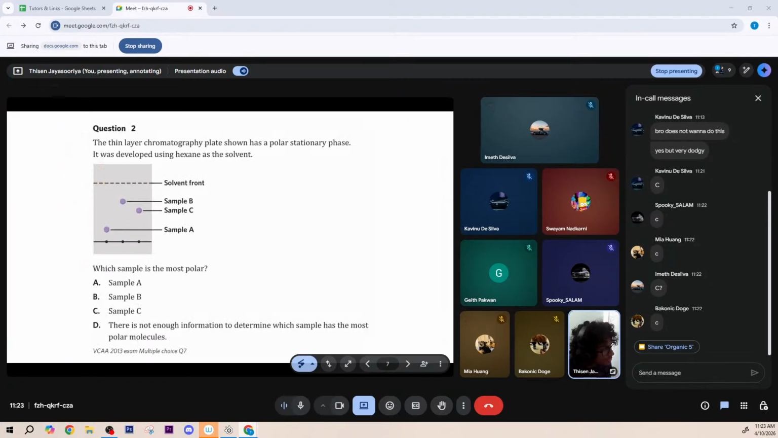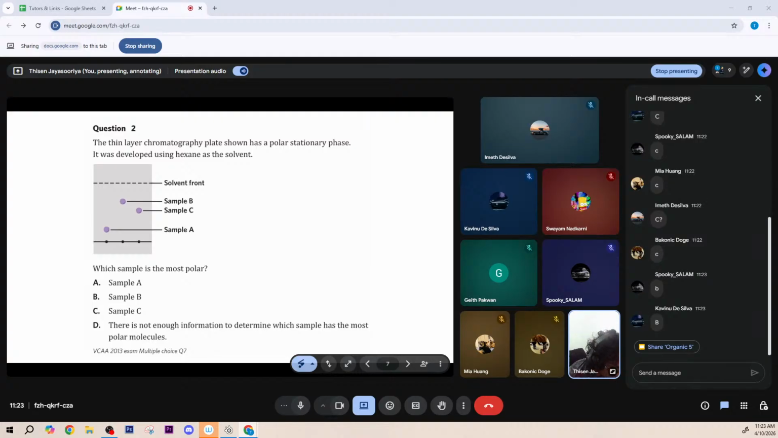So here, the thin layer chromatography shows a polar stationary phase. It was developed using hexane as the solvent. Which sample is the most polar? What do you guys think? Which sample is the most polar? Anyone else?